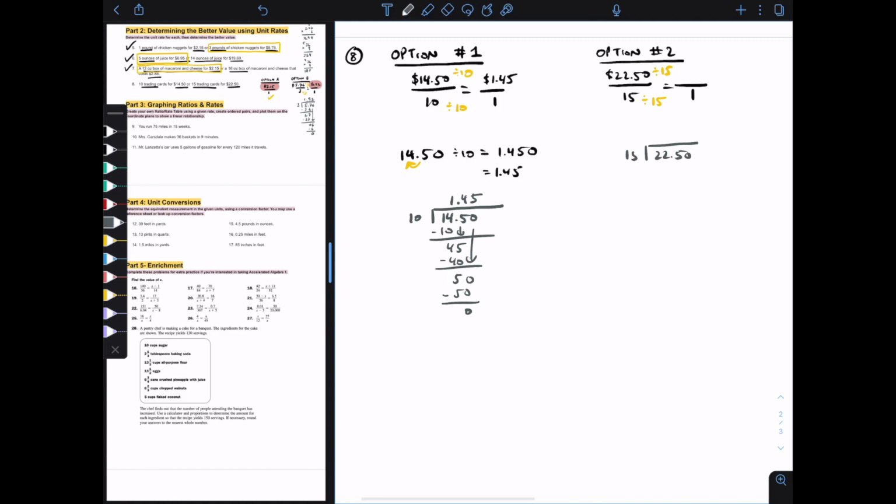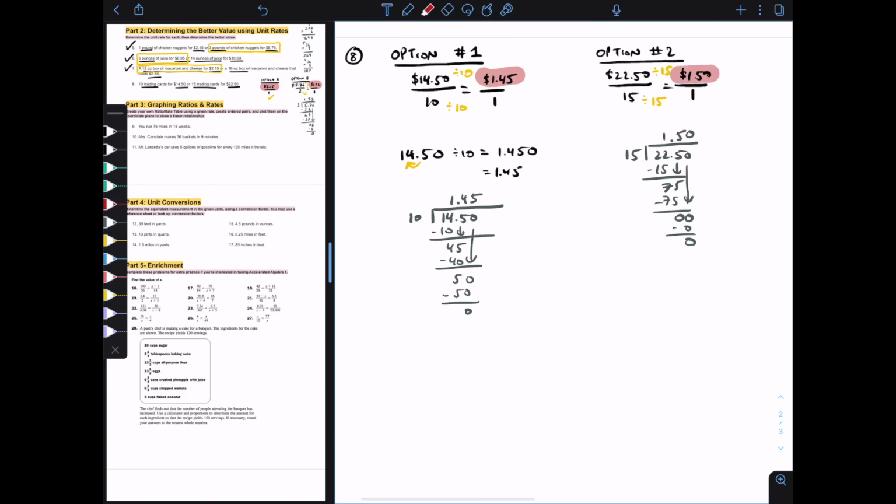Okay. For this next one, we have $22.50. We're going to divide that by 15. That's going to be 1, 15, 7, 5. 5 times 15 is exactly 75. It's a 0. That's a 0. $1.50. All right, so this is $1.50 per each of these trading cards.